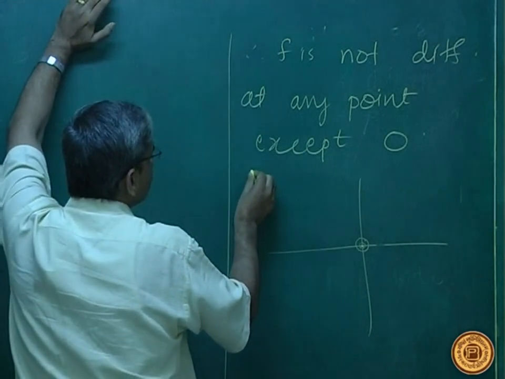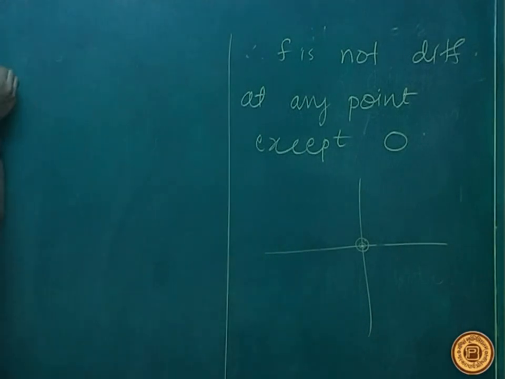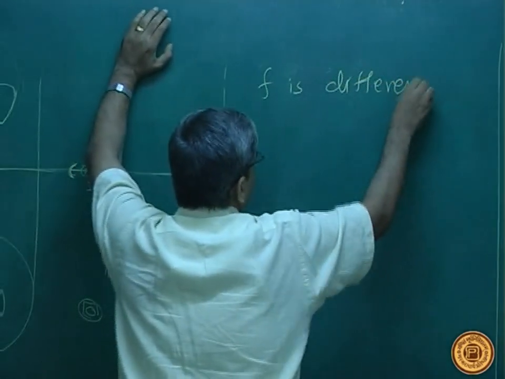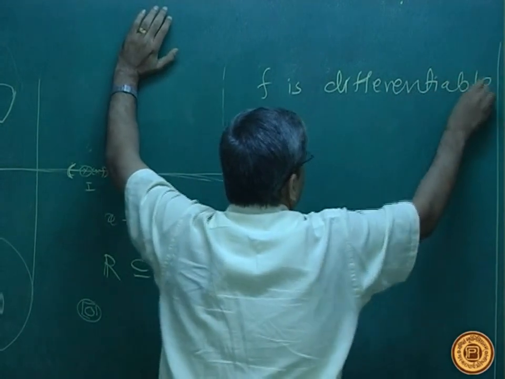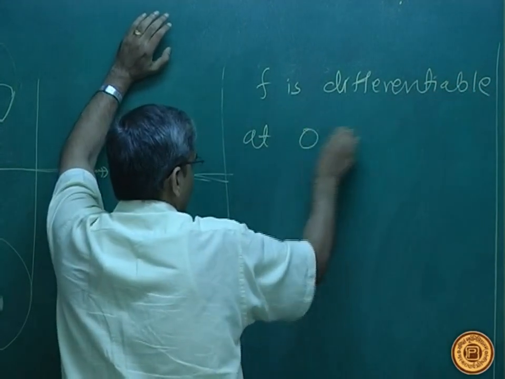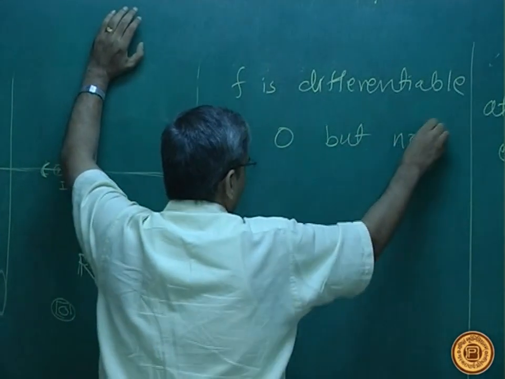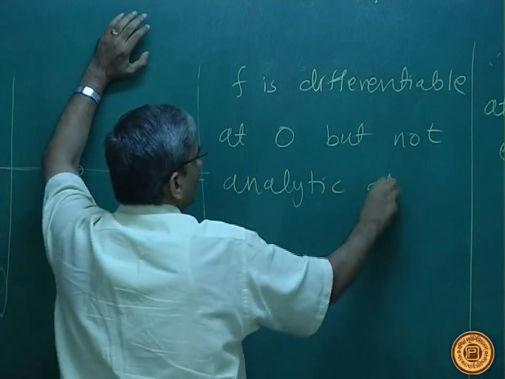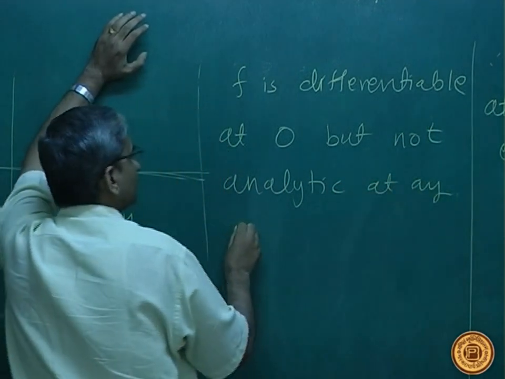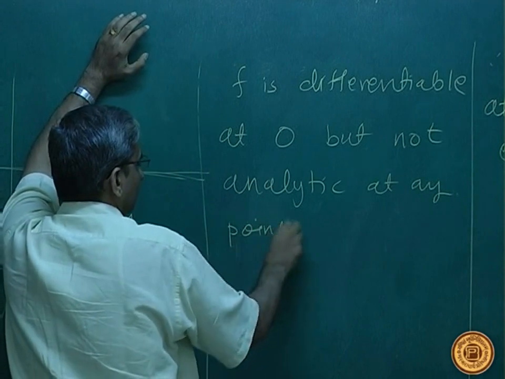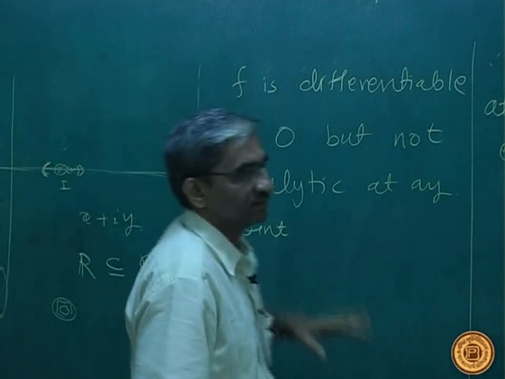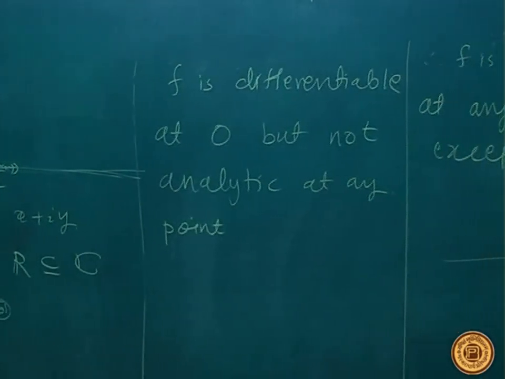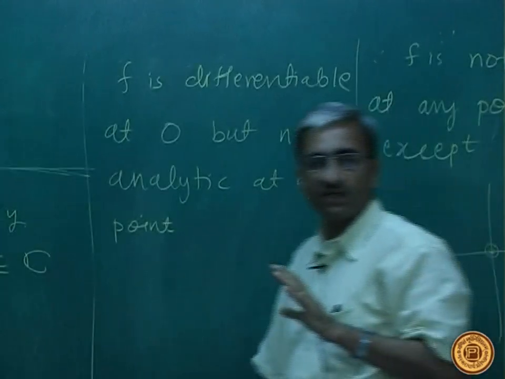So, what shall I write? This f is differentiable at 0, but not analytic at any point. Not analytic anywhere. So, this is the difference between analyticity and differentiability.